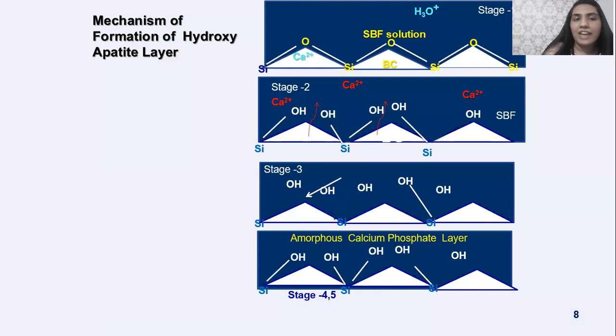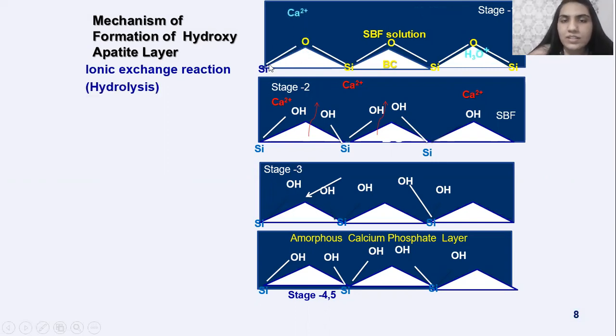And what is the mechanism of the hydroxyapatite layer? Here, what is the process going on? This is the silica network that is formed, and SBF is similar to the human blood plasma, which we synthesize in the lab, and I have talked about it in our previous videos.